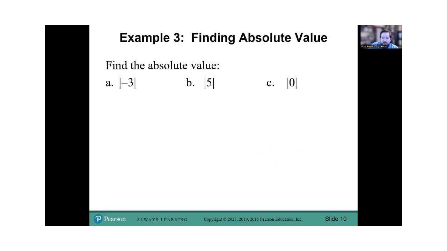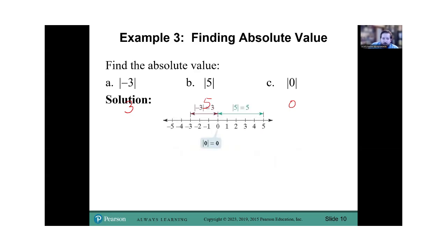So if we have to find the absolute value, we just do it. The absolute value of -3 is 3. The absolute value of 5 is 5 because it's 5 spaces away from 0. And the absolute value of 0 is 0. We can look at these on a graph.